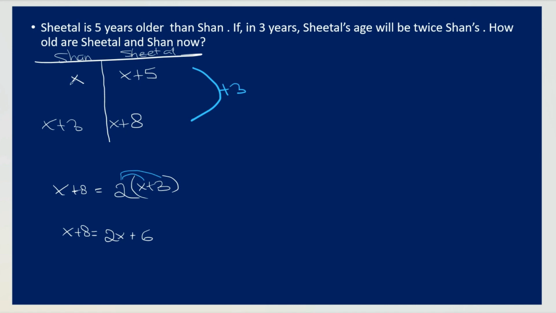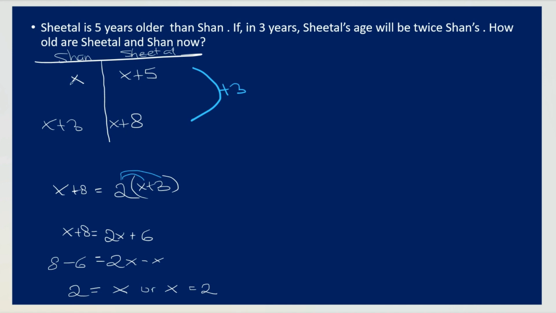So now we're going to get this X to the other side. So let's just put it equal to the other side. So 2X minus X. And then the 6 to the other side, so that's going to be 8 minus 6. And that's going to equal 2 equals X, or X equals 2.